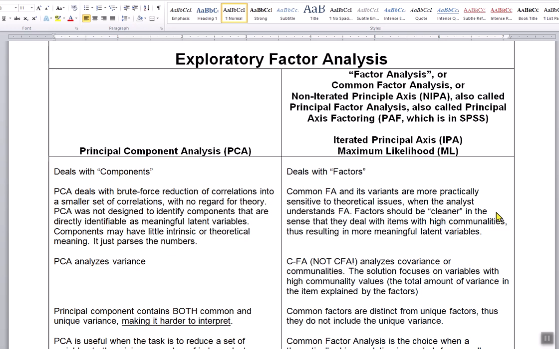Factors should be cleaner in the sense that they deal with items with high communalities. So you're going to get higher scores in the factor loadings here. The rotation is such that you're going to end up with essentially stronger factor loadings in many cases.